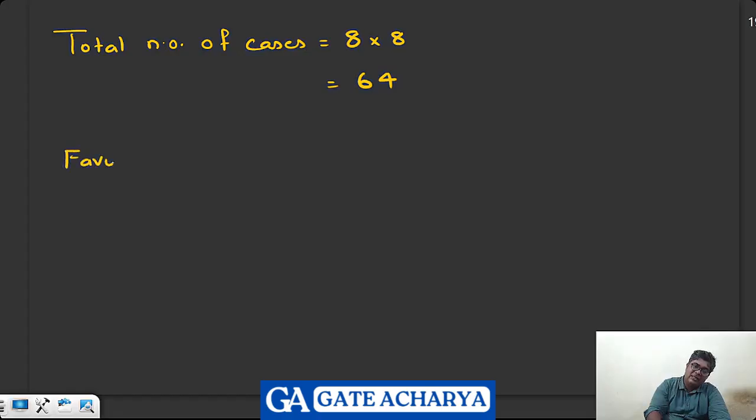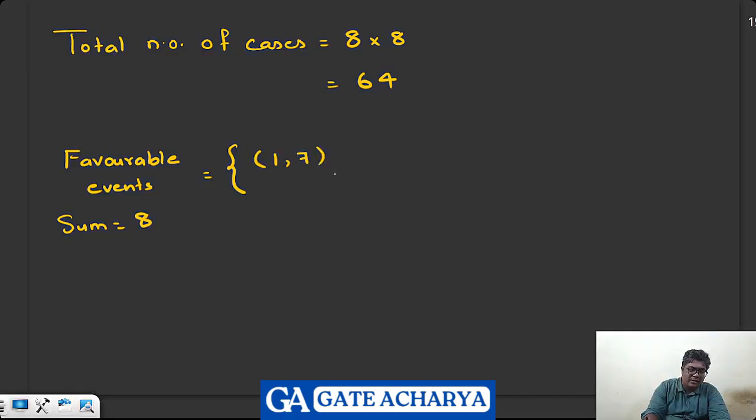Now, favorable events. Let's identify which are favorable events to us. So favorable events means the sum of the values should be 8. Let's identify those cases here. If 1 comes in the first case, 1 comma 7, the first spin is showing 1, the second spinning device is showing 7. You can also take the opposite of this: first device showing 7 and second device showing 1. So these are the 2 possible outcomes.